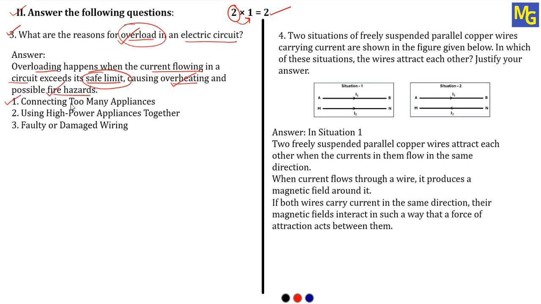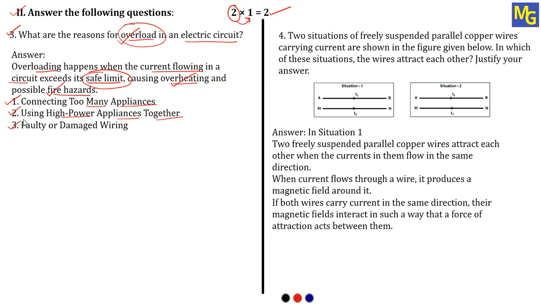First one, connecting too many appliances. If you connect many appliances in a single socket, then also we can see this overload, because every appliance requires a different amount of current, and if you are using many appliances on a single socket, then we can see this overload. Second one, using high power appliances together. If you are using high power appliances at a time together, then also you can see overloading.